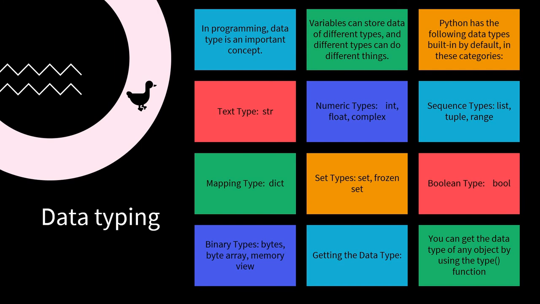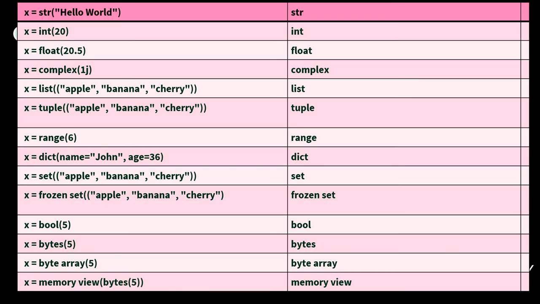Getting the data type: you can get the data type of any object by using the type function. So these are the examples of each data type. 20 is an integer, 20.5 is a float, 1j is a complex, apple, banana, cherry is a list, apple, banana, cherry is a tuple, range 6 is a range, name John, age 36 is a dictionary, apple, banana, cherry is a set, apple, banana, cherry is a frozenset, True is a bool, b"Hello" is a bytes, bytearray 5 is a bytearray, and memoryview of bytes 5 is a memoryview.